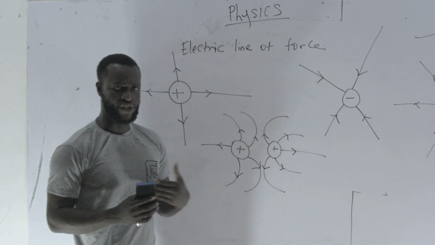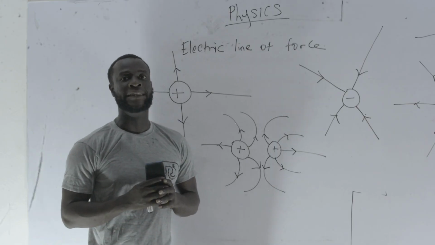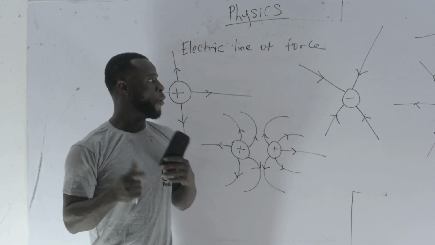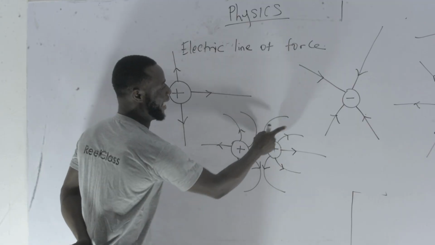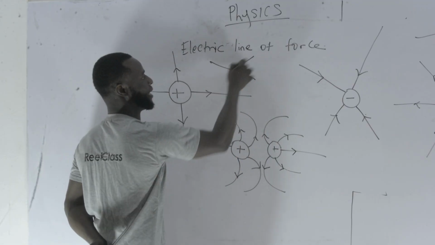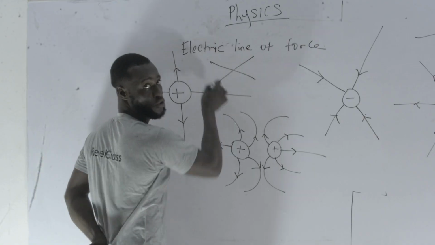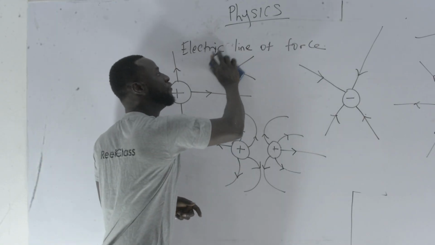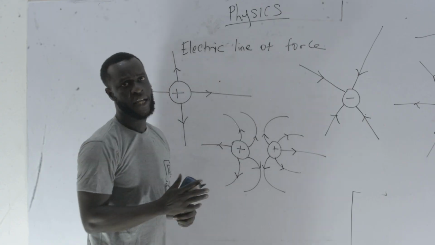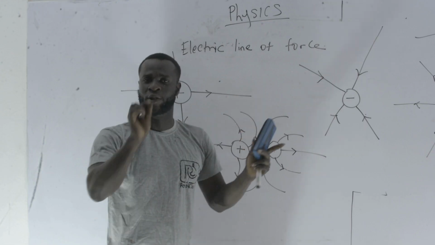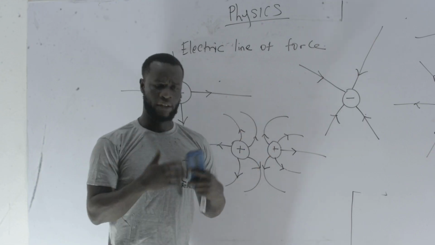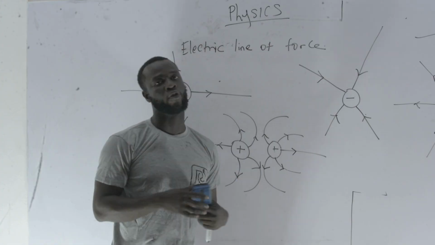Another characteristic of electric line of force is that they do not cross path. What I mean is this: you will not see this. If you check all of these lines, they are not crossing each other. One line is not coming like this and the other one like this. They do not cross each other. If they did, the electric field would have various directions at a single point, which is not so. Therefore, electric line of force do not cross path.